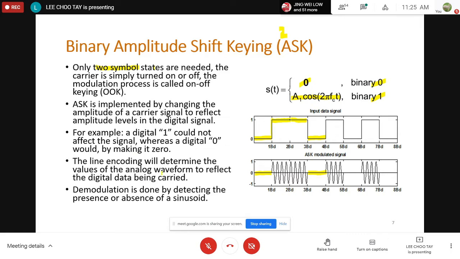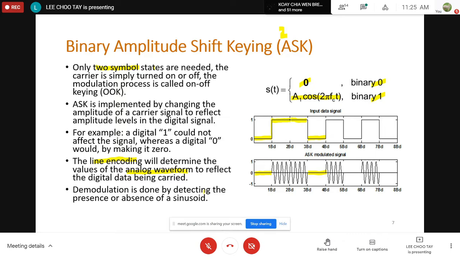Okay. So the line encoding will actually determine the value of the analog waveform. Yeah. So in this case, again, if you look at the line coding that I use here to modulate the carrier, what is this? On-off keying non-return to 0, isn't it? On-off keying non-return to 0. So it gives us the modulated signal in this manner.